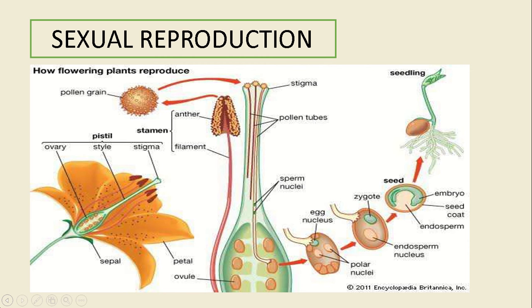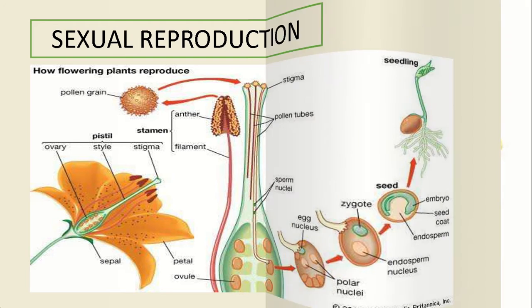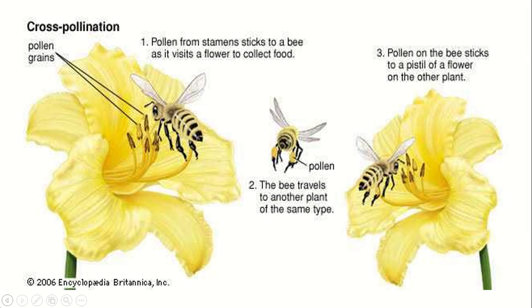Angiosperms are flowering plants, including grasses, herbs, shrubs, and most deciduous trees, while gymnosperms are conifers. Both produce seeds and have different reproductive strategies. Moving forward, so this is the cross-pollination.